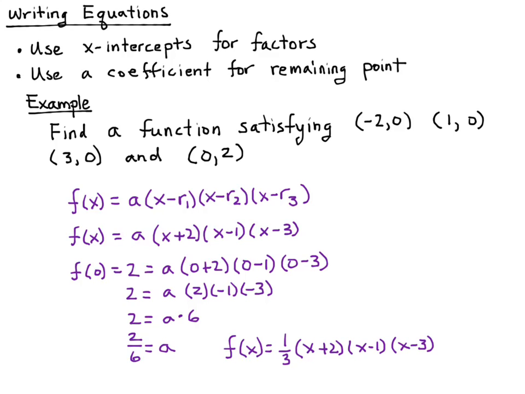So you plug in your points, and you can see that all of these things work. If we say -2, that first term is 0. If we say 1, then the second term is 0. And if we say 3, that third term is 0. So our roots are satisfied by this equation. And if we stick in a 0, we have 1/3 times 2 times -1 times -3. That will become 6/3, which is 2, and that's our fourth point. f at 0 equals 2.